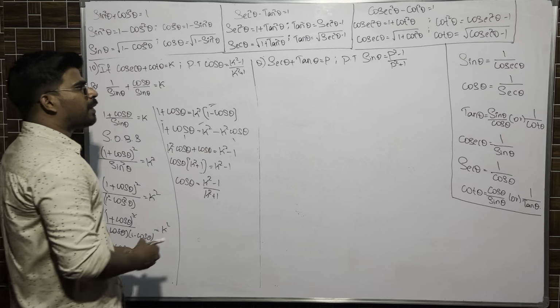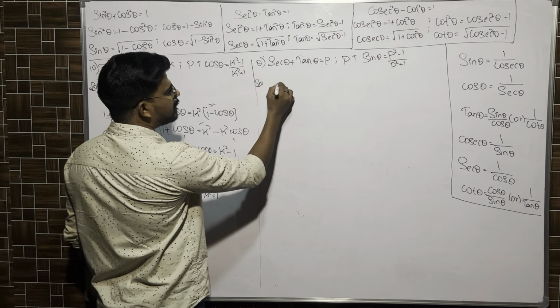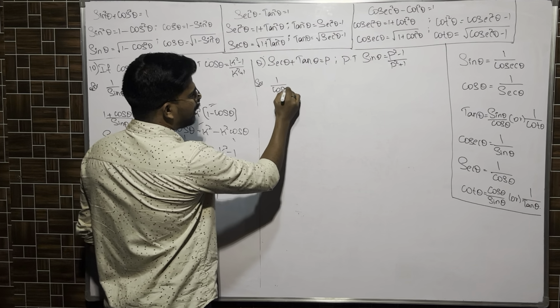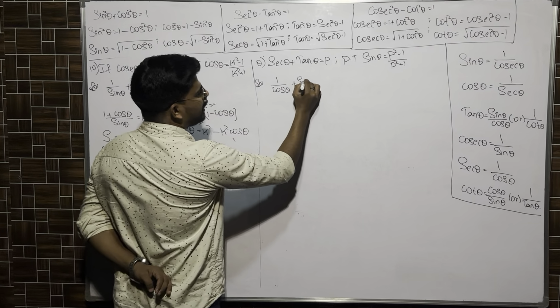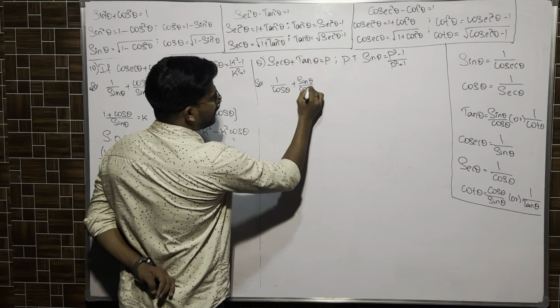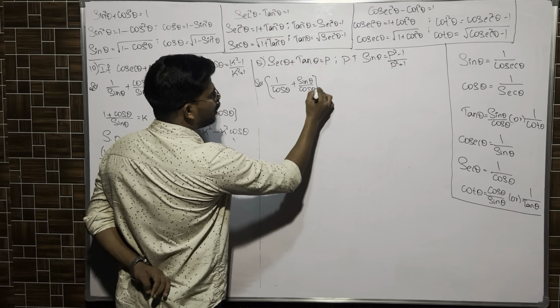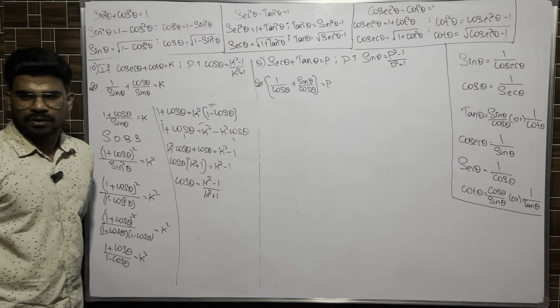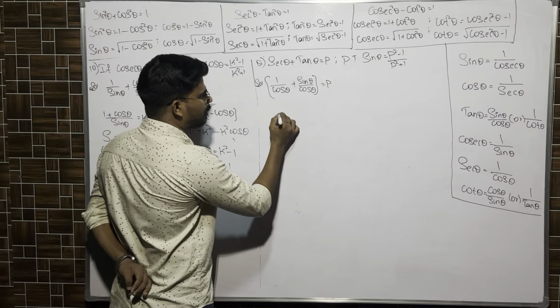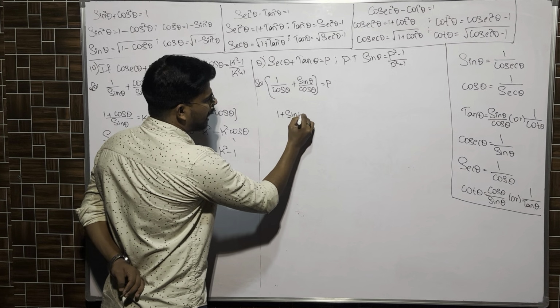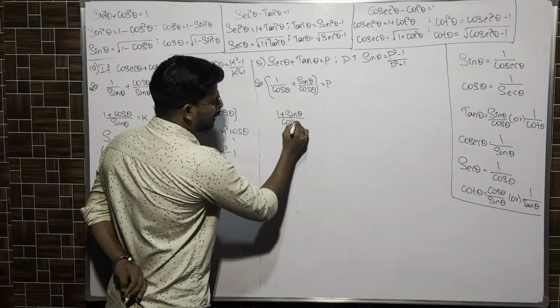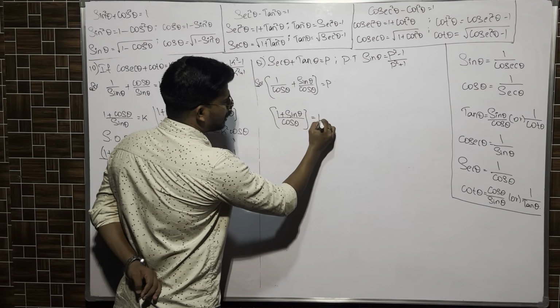That's all. Right. First step, what do we do? Secant can be written as 1 by cos theta, plus tan can be written as sin theta by cos theta, is equal to p. If I take LCM, it will become (1 plus sin theta) by cos theta is equal to p.